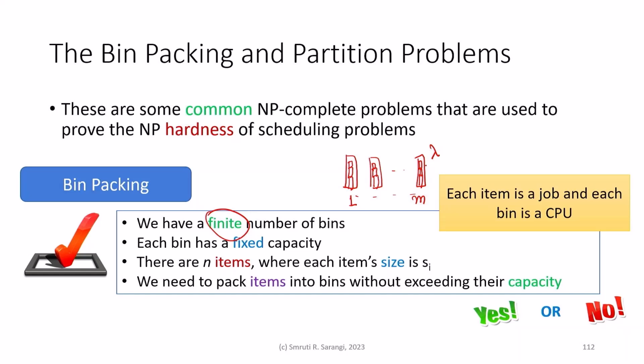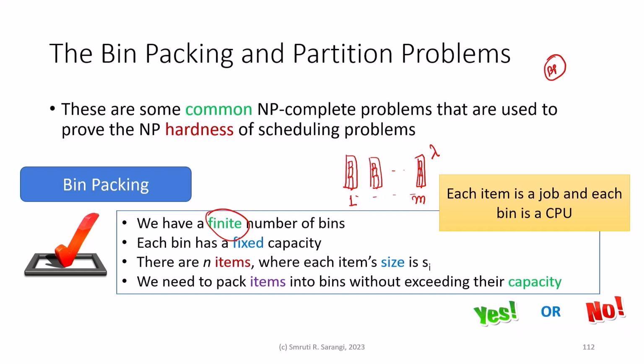Bin packing and scheduling with Cmax, the makespan, as the objective function are equivalent problems. Does that make sense? Okay. Given that, for proving something is NP-complete, you take a known NP-complete problem, which in this case is bin packing.